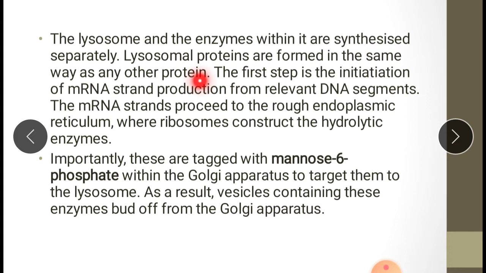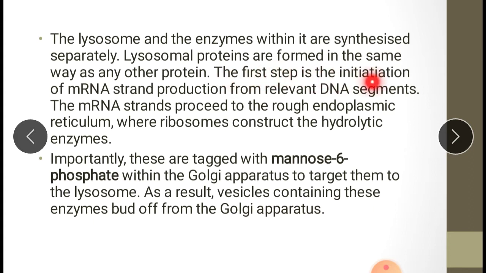For synthesis of protein, what is required? Ribosomes are required. Ribosomes are attached to the endoplasmic reticulum. So rough endoplasmic reticulum synthesizes protein. Then later on it is sent to the Golgi complex. From the Golgi complex, lysosomes are formed.